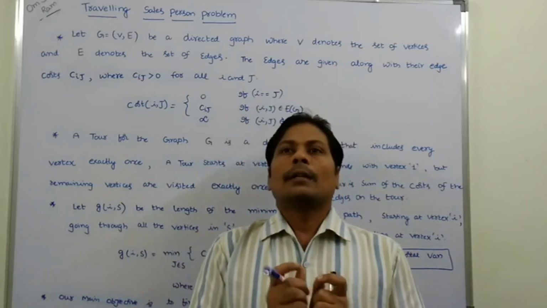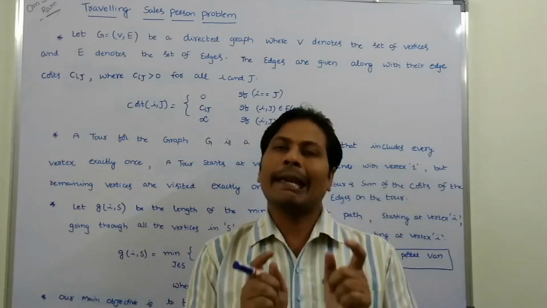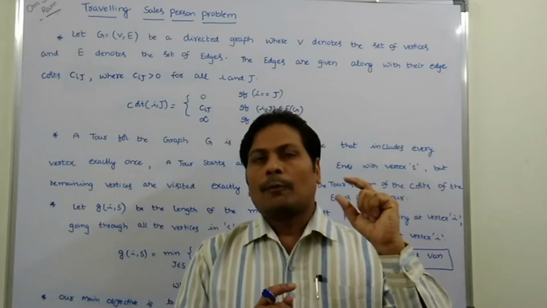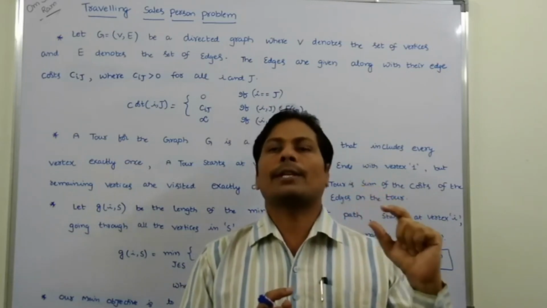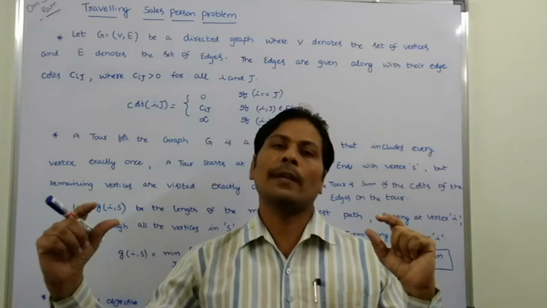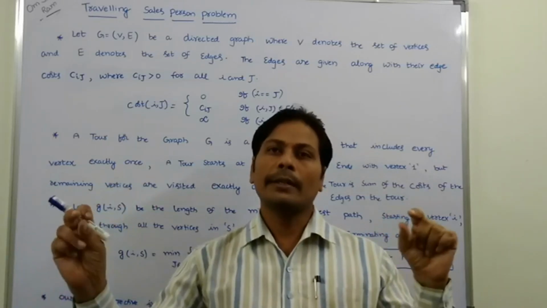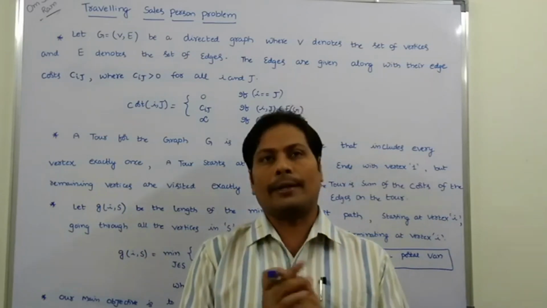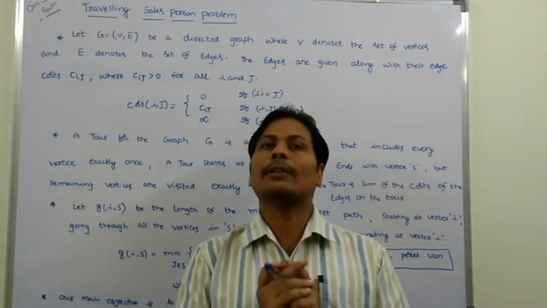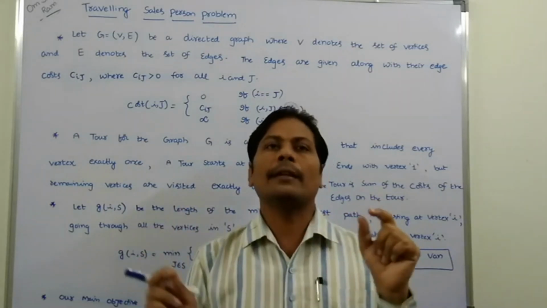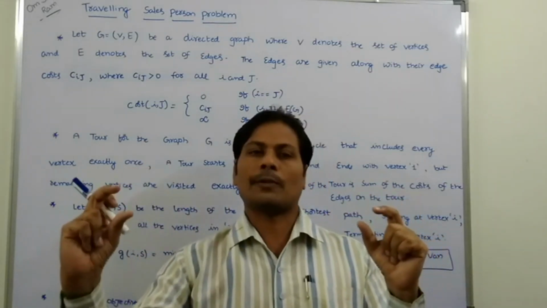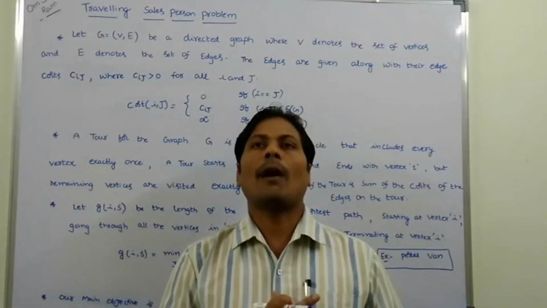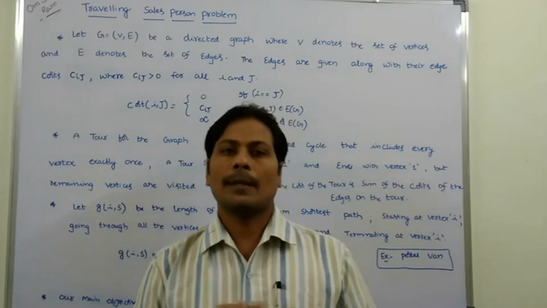Here, suppose we take an edge. That edge goes from one post office at one location to another post office in another location. These two post offices are connected by an edge. What is the edge cost? The distance between this post office and that post office is the cost of the edge.